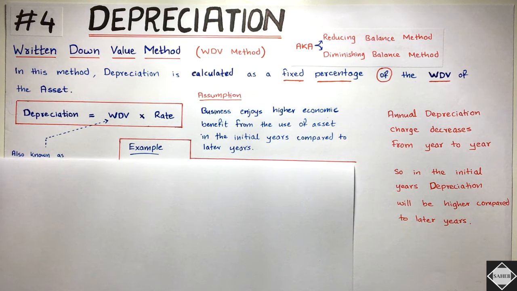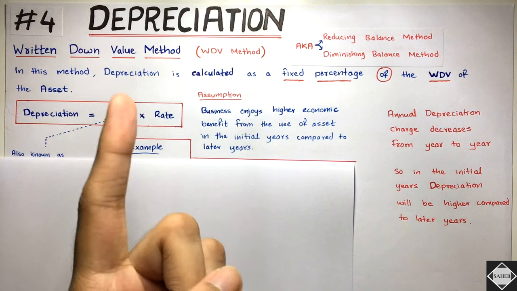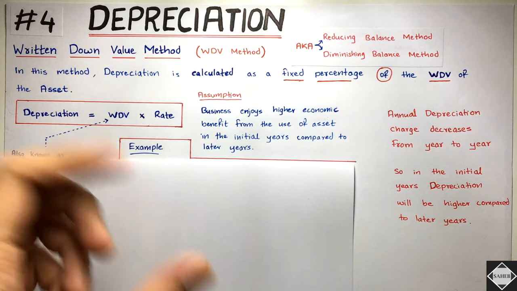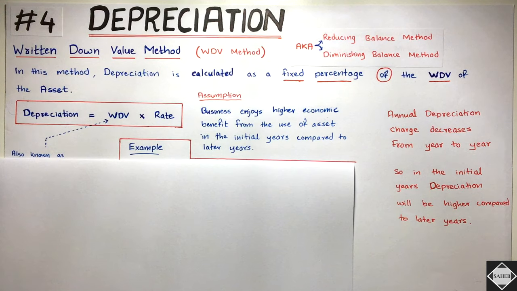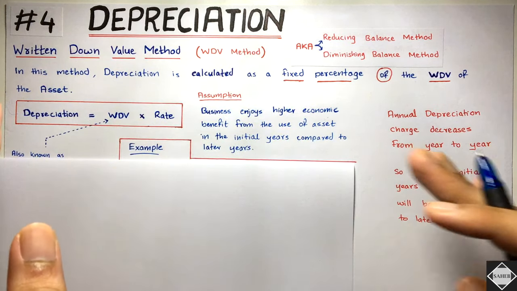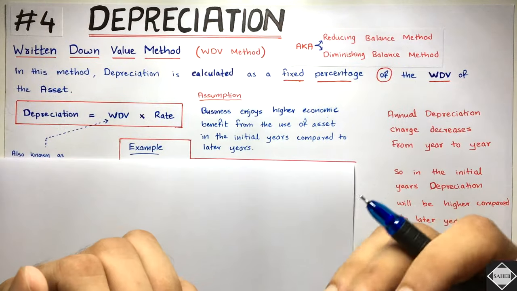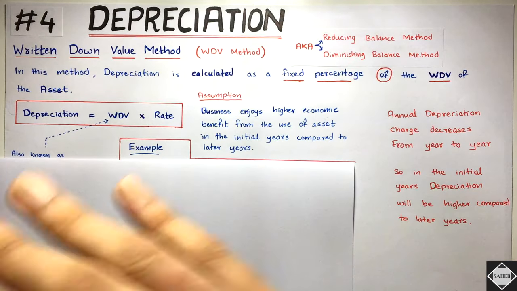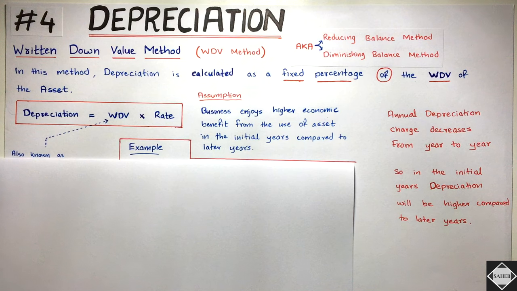If you have purchased an iPhone this year, iPhone 14 Pro or whatever, what will happen? In the first year, the battery will last for the entire day. Then in the second year, maybe half a day. So this is what happens. Over time, the asset degrades and the benefit which you get from the asset also decreases. You might have to incur lots of repair and maintenance expenditure. You have to change the iPhone's battery after, let's say, 3 or 4 years, maybe 2 years, who knows. So that's what it is, fine?